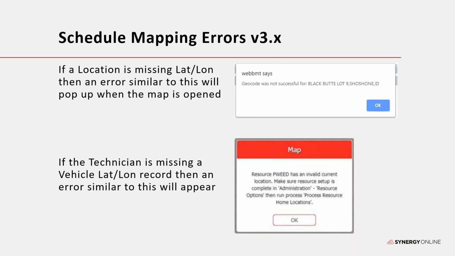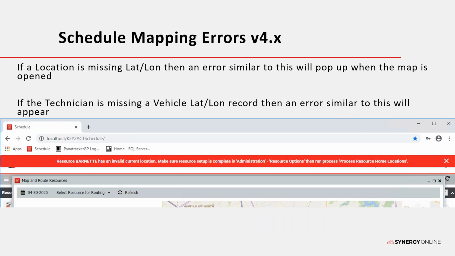So shout out to Gary Fair and the development team for recognizing that was annoying and fixing it. If you get geolocation errors related to the trucks or locations, if you're using Schedule version 4, it's a much less annoying error that pops up in the bar across the top, and you can close it if you want to, or it'll just fade into the background and disappear. So one of the neat new features and a good reason to upgrade to the most recent version of Schedule.